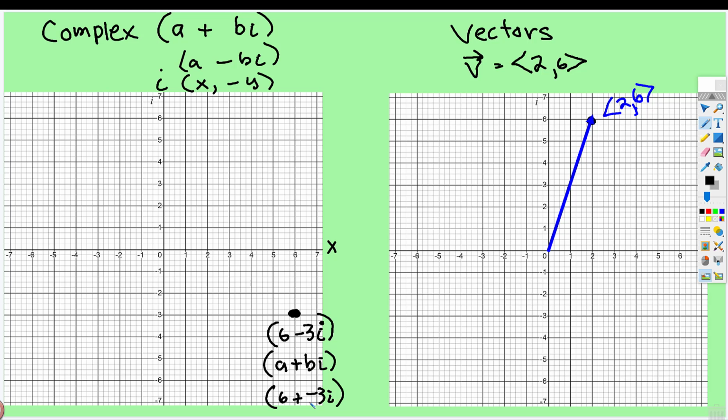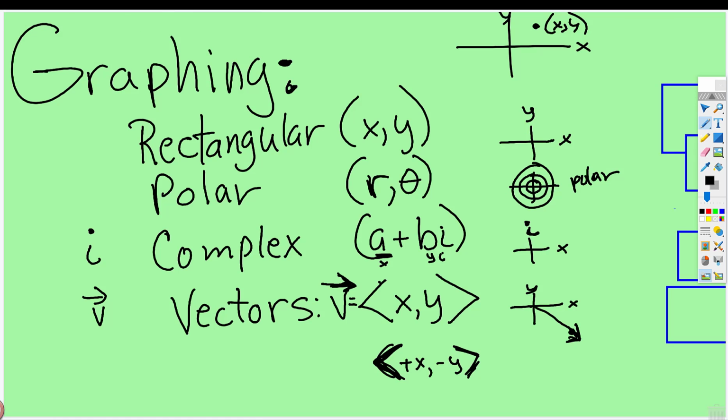And then we have vectors. So remember, this notation indicates a vector. And so you go to the point on the coordinate graph 2, 6. So we went over 2, up 6, plotted a point, and then we drew the arrow starting from the origin up to that point. And there's our vector. All right. So those are just kind of the basics of plotting points in rectangular, polar, complex, and vector forms. All right, that's it for now.